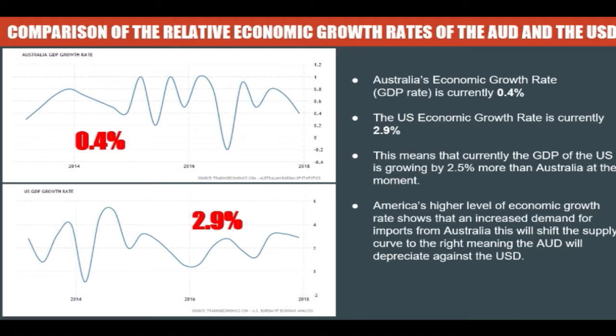Australia's current economic growth rate is 0.4%, whereas the US economic growth rate is currently 2.9%. This means the GDP of the US is growing by 2.5% more than the Australian GDP. The higher economic growth rate of the US indicates that there is an increased demand for imports from Australia, which will shift the supply curve to the right, causing the AUD to depreciate against the USD.